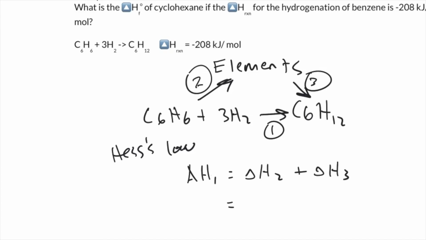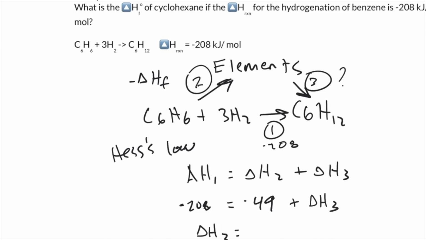Okay, now we know delta H1, it gives it to us in the problem, right? It's negative 208. Delta H2 is just the negative heat of formation, right? Because we're going from compounds to elements, so we'll put that in. That's going to be negative 49. And then delta H3, that's what we're actually trying to solve for. We do the math. Minus 208 plus 49 is equal to the same answer we got using the other method, which would be negative 159 kilojoules per mole.